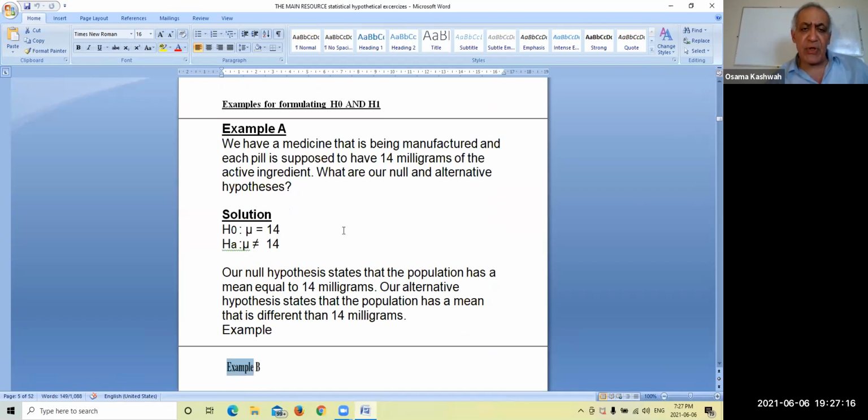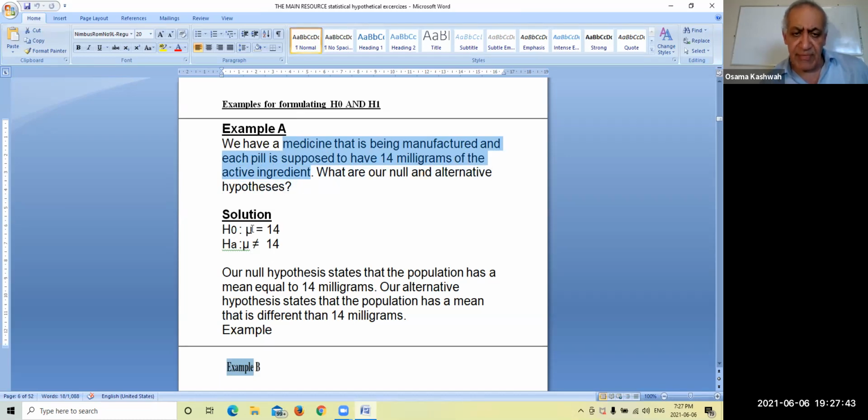Okay, let's now see some examples of formulating H0 and H1 so that you will be familiar with how to formulate them. I will go through them example by example. Let us see this example. We have a medicine that is being manufactured, and each pill is supposed to have 14 milligrams of the active ingredient.